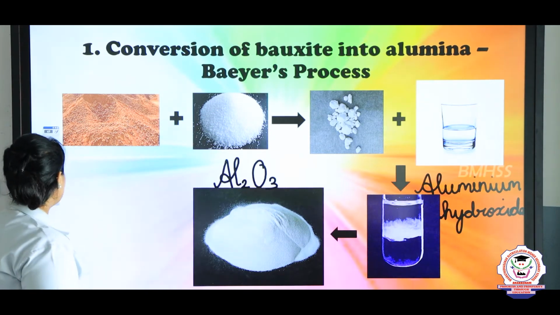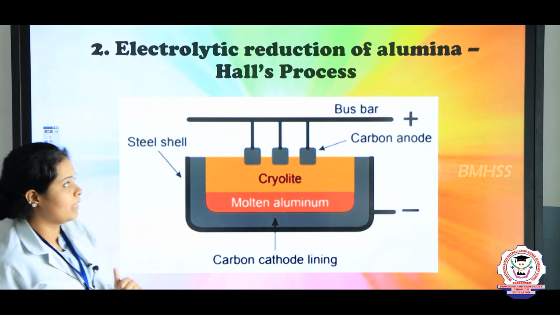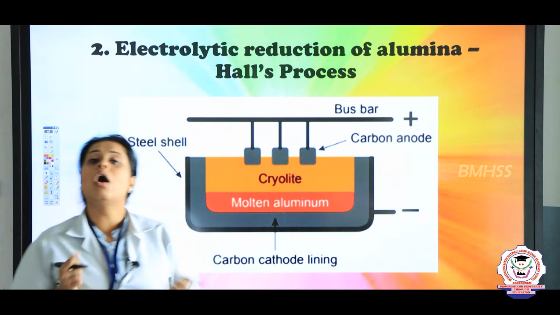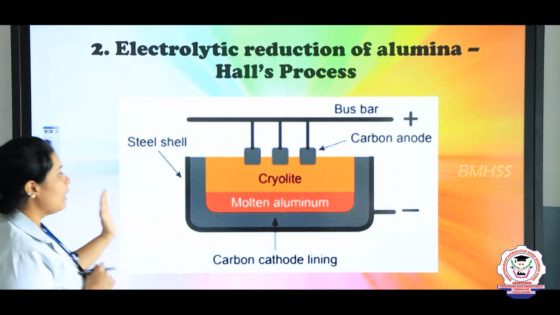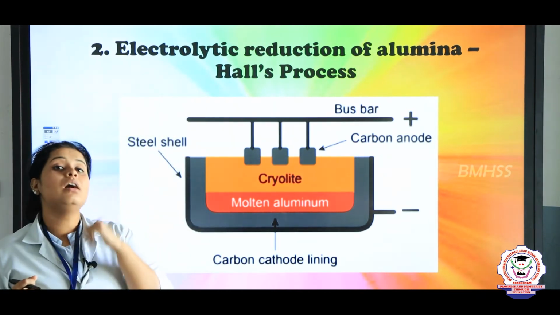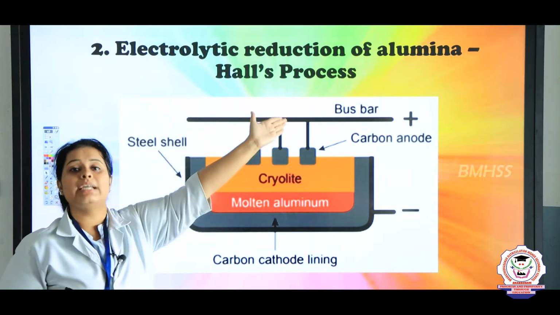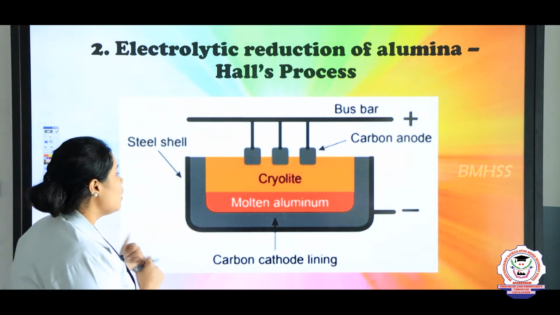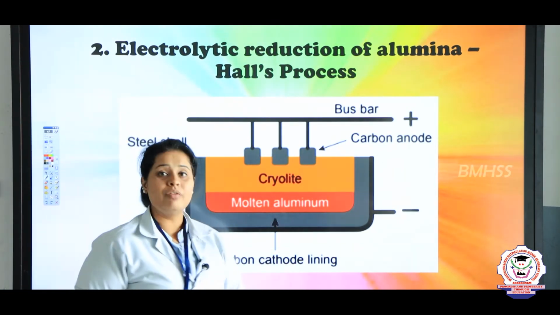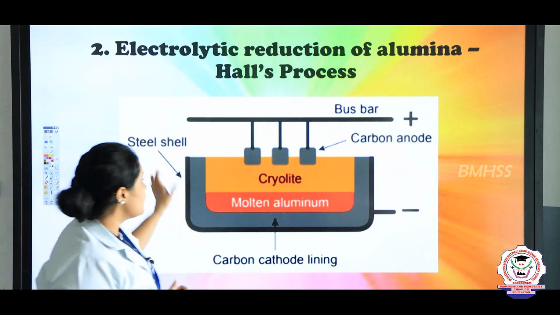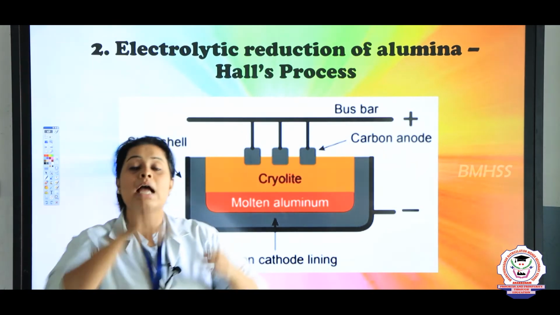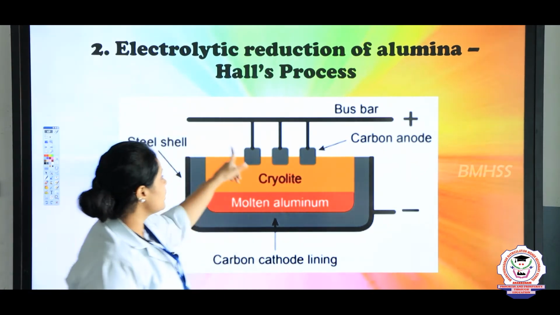After this first step, there is the second step, which is the reduction of alumina to aluminium, and the process is known as Hall's process. So what we are doing here is taking a jar. In the jar we need a cathode and an anode, because this is electrolytic. The cathode is made up of pure carbon, which is graphite, and in the same way the anode is carbon, graphite with many rods. You can see over here, right?